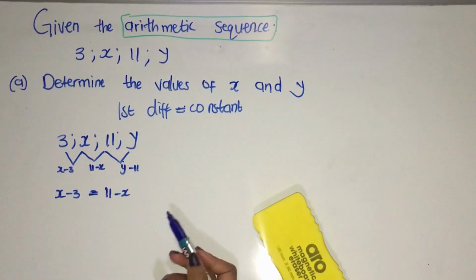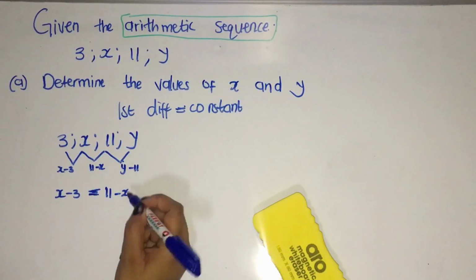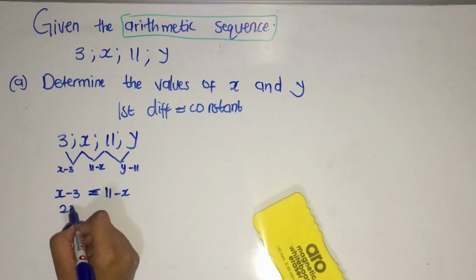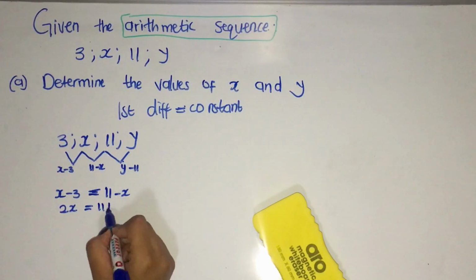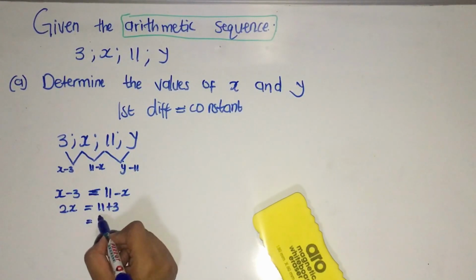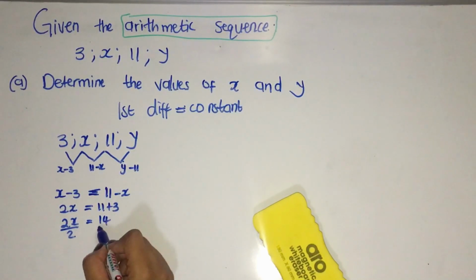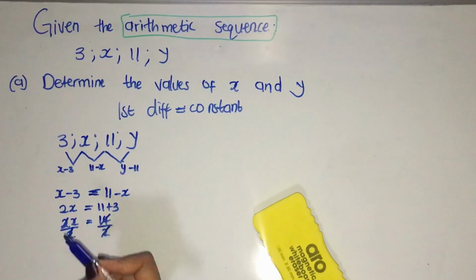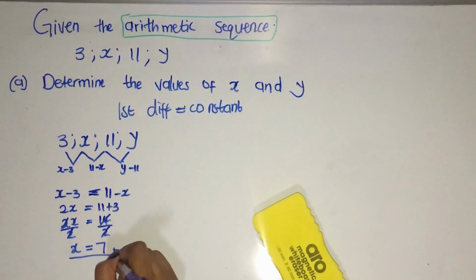So now in this case, we can just solve for x. I'm just going to transpose this x to the other side, which is going to give me 2x is equal to 11 plus 3, which is 14, and I have 2x. So I'm going to start dividing now. x is equal to 7. Easy stuff.